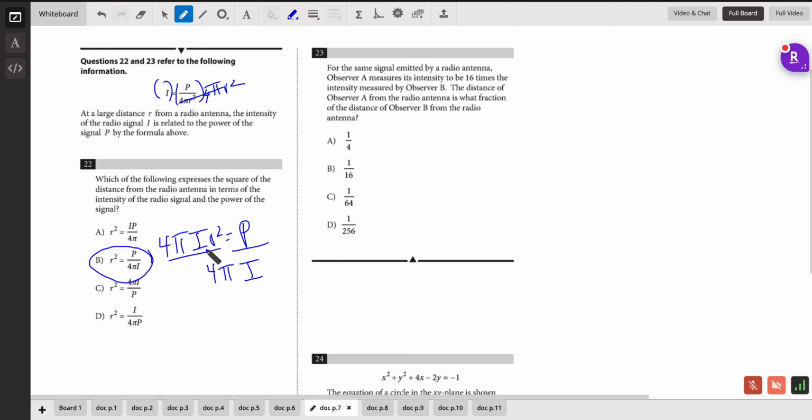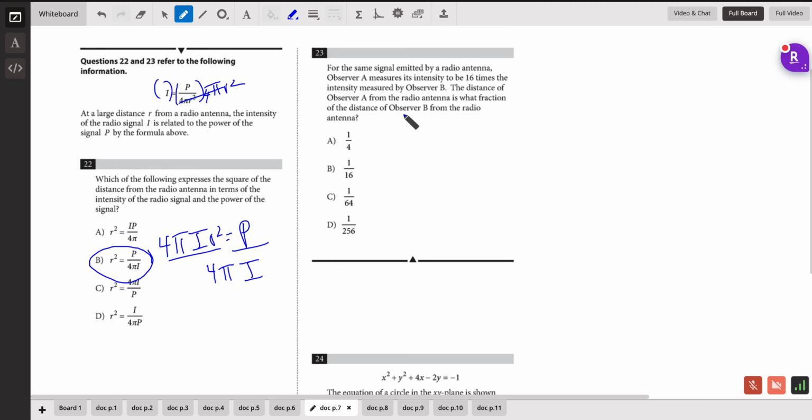Number 23, for the same signal emitted by a radio antenna, observer A measures its intensity to be 16 times the intensity measured by observer B. The distance of observer A from a radio antenna is what fraction of the distance of observer B from the radio antenna? Did I say observer B and observer B?